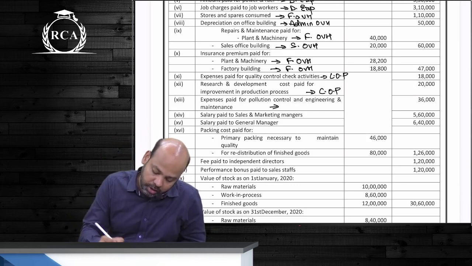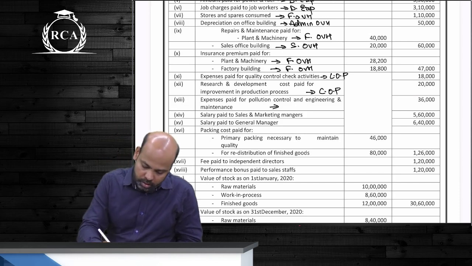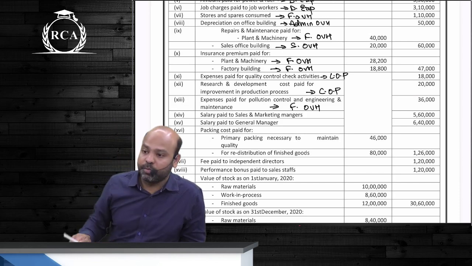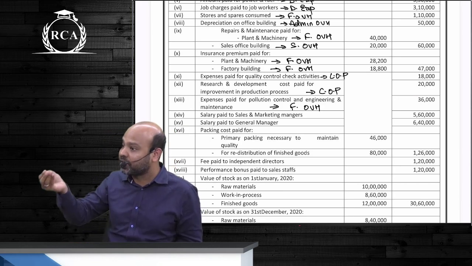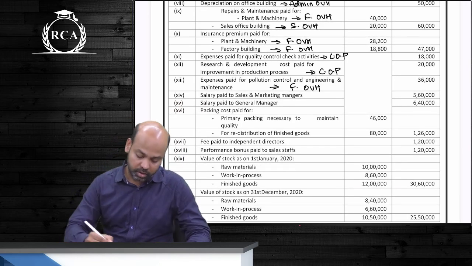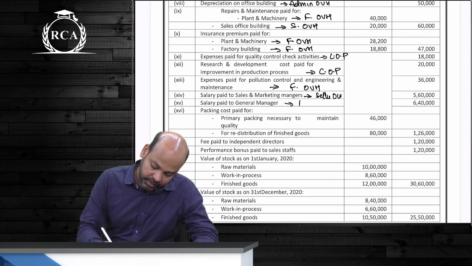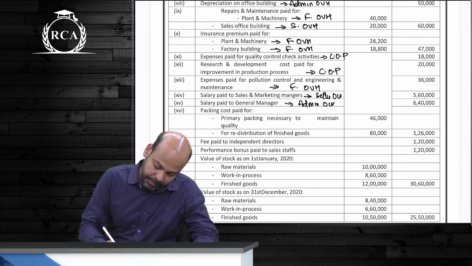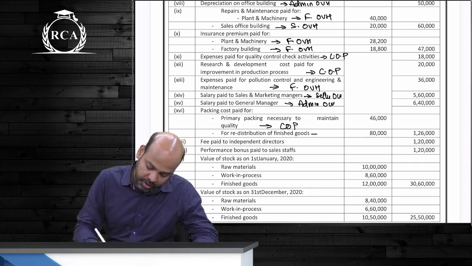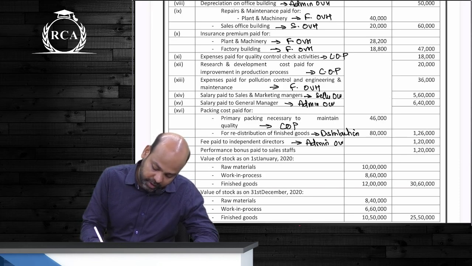Expenses paid for pollution control and engineering and maintenance. Factory overheads. जोश में आके कुछ भी बोल दे रहे हो. Guys, pollution control and engineering, guys, it is factory overhead. Are you clear, guys? Sales and marketing manager, general manager, admin overheads. Primary packing, cost of production. Redistribution of finished goods के लिए packing, distribution overheads. Fee paid to independent directors, admin overheads. Performance bonus paid to sales staff, selling overheads.